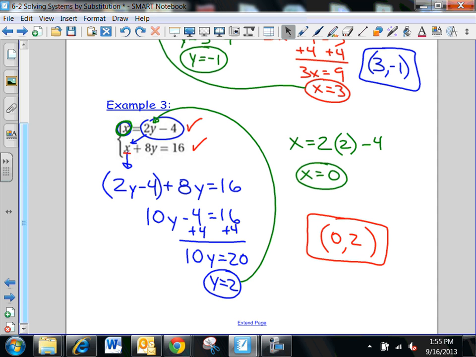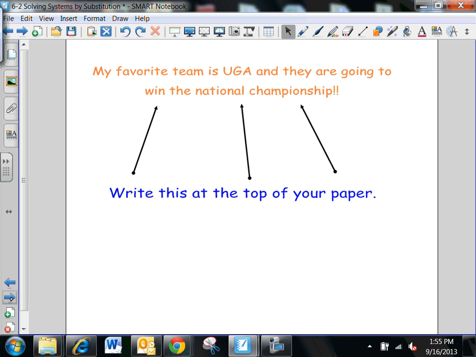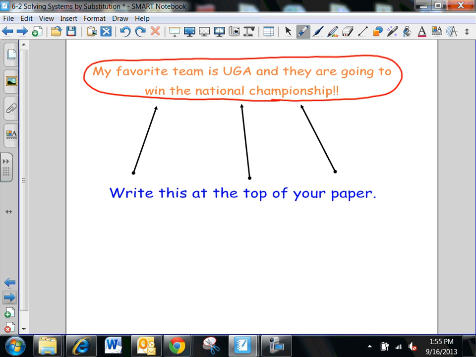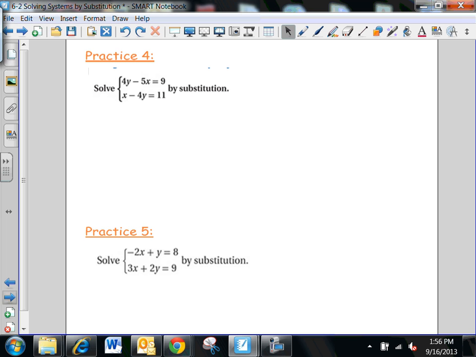Okay, next slide. I want you to write this down at the top of your paper, at the top of your notes. I want you to write that down because you know that it is most definitely going to happen. Everybody knows that that is a true statement and it's going to happen. Okay, next slide, number 4 and 5.